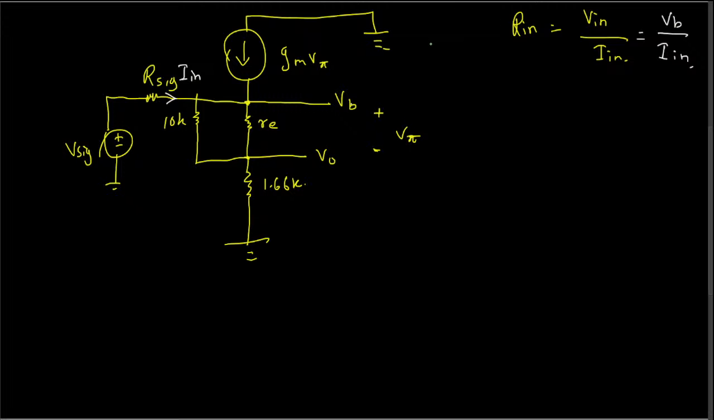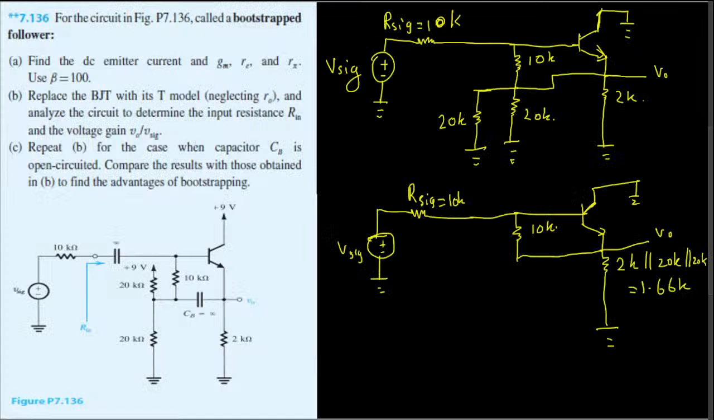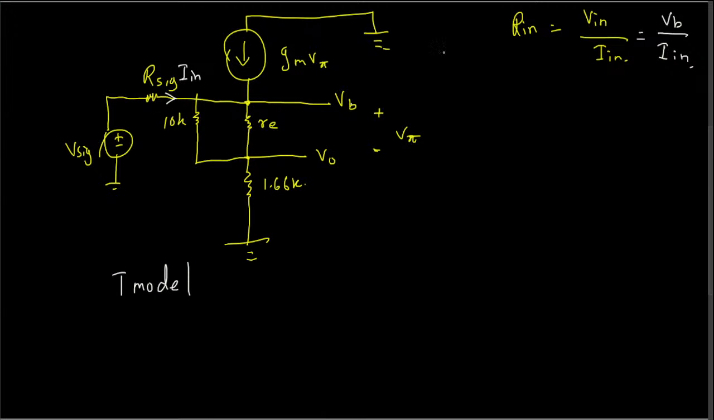First, we can start with VO. So this one we can mention, this is the T model. This is the T model equivalent of the circuit we have, and they ask for the T model as well. So this is the diagram for the T model and VB. Okay, so we have to find out the I in current, and also we have to find out the VB voltage.